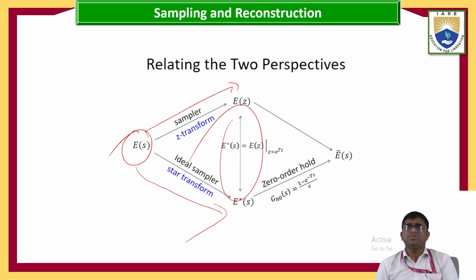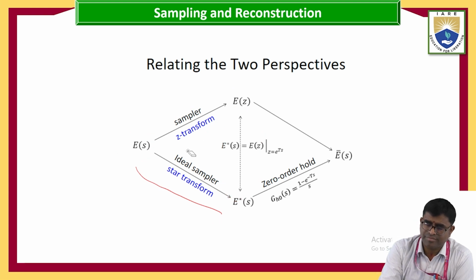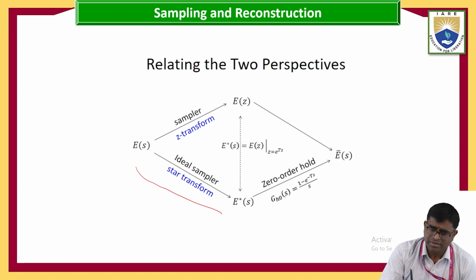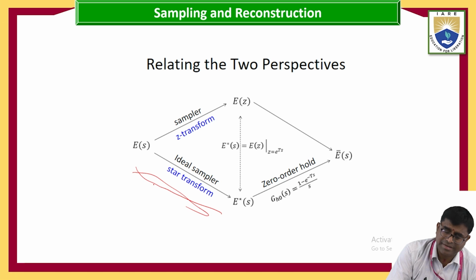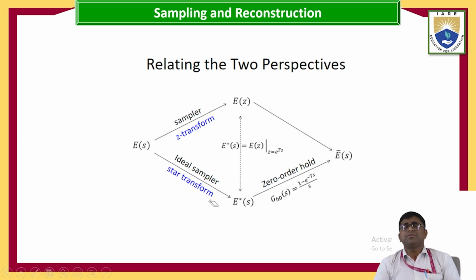The relationship between the z transform and the star conversion is nothing but E star of s equal to E power of z, where z equal to e power of Ts. So it is your sample and reconstruction of the digital control system.